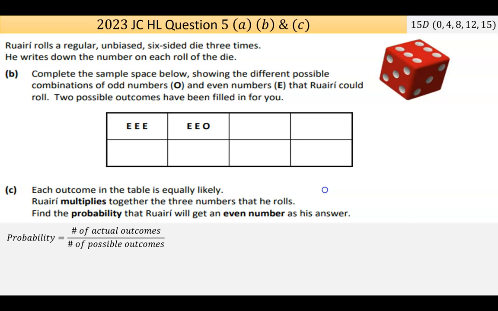Now, parts B and C, again, these are all marked together. It's always worth having a look at the marking scheme. I can send them on as well. Rory rolls a regular, unbiased, six-sided die 3 times. So he rolls a die 3 times.